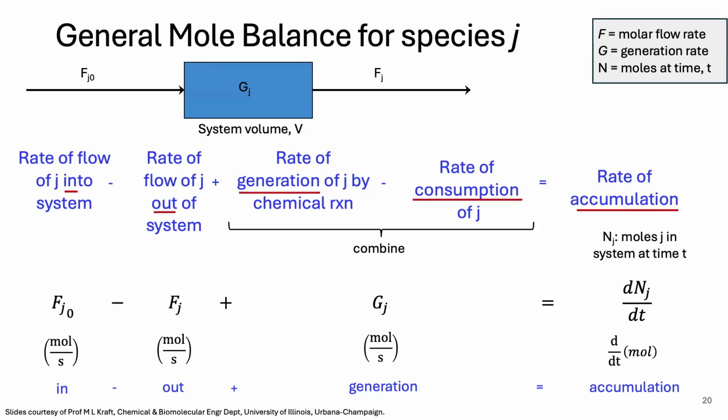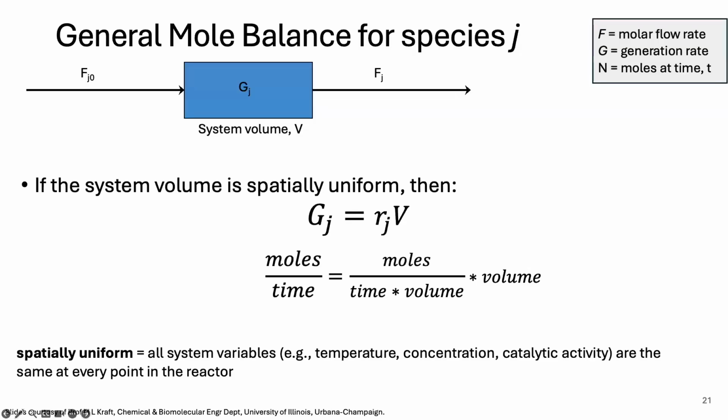And so the way we'll typically talk about this in short terms is in minus out plus generation minus consumption is equal to accumulation. So that's a good shortcut to remember. Now, if our system is spatially uniform, then the rate of generation of J is equal to the rate of reaction of J times the volume of the reactor.